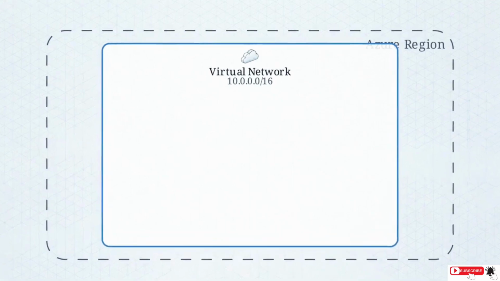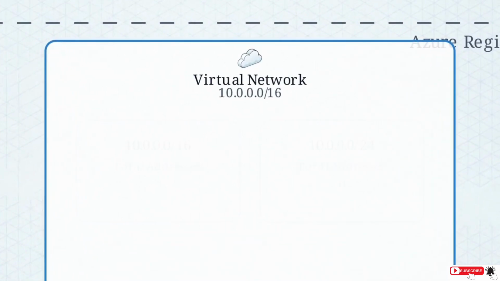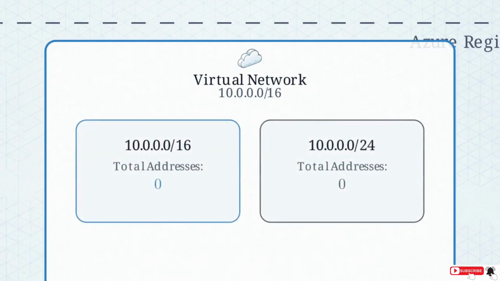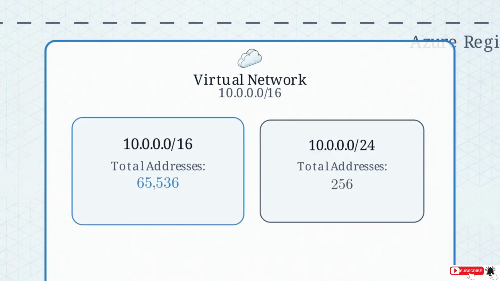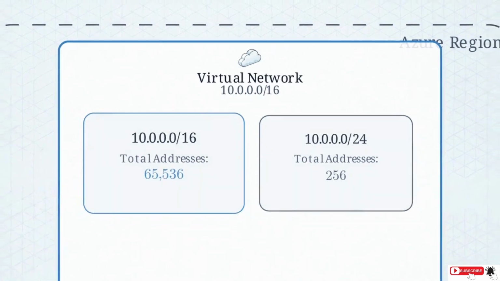Looking at this blueprint, you define the VNet using CIDR notation. Keep the math rule straight. A smaller number after the slash yields a larger address space. A /16 network holds over 65,000 IP addresses, while a /24 holds just 256.